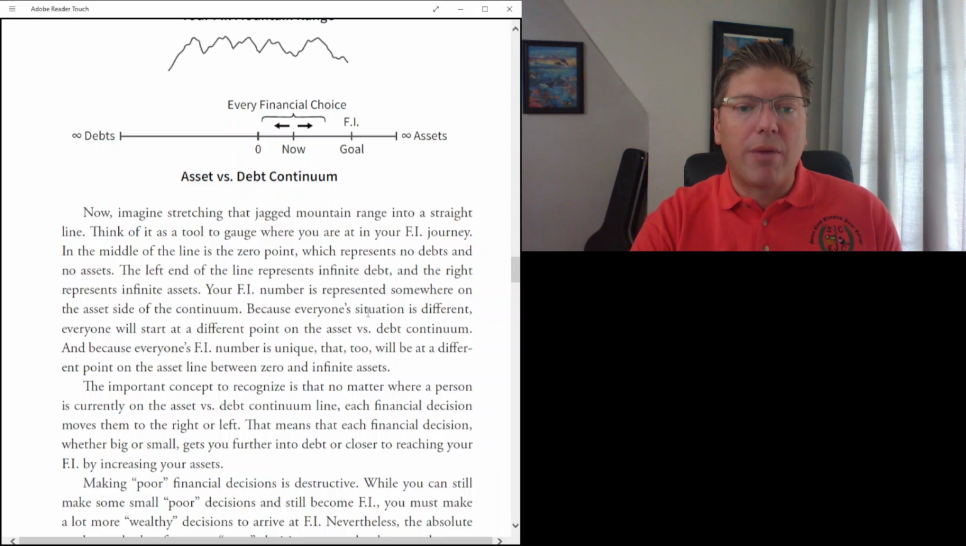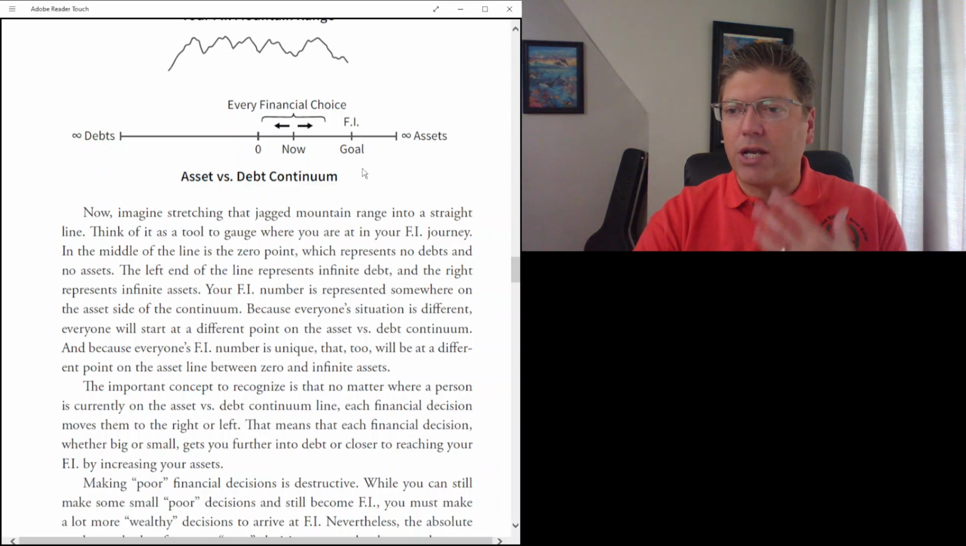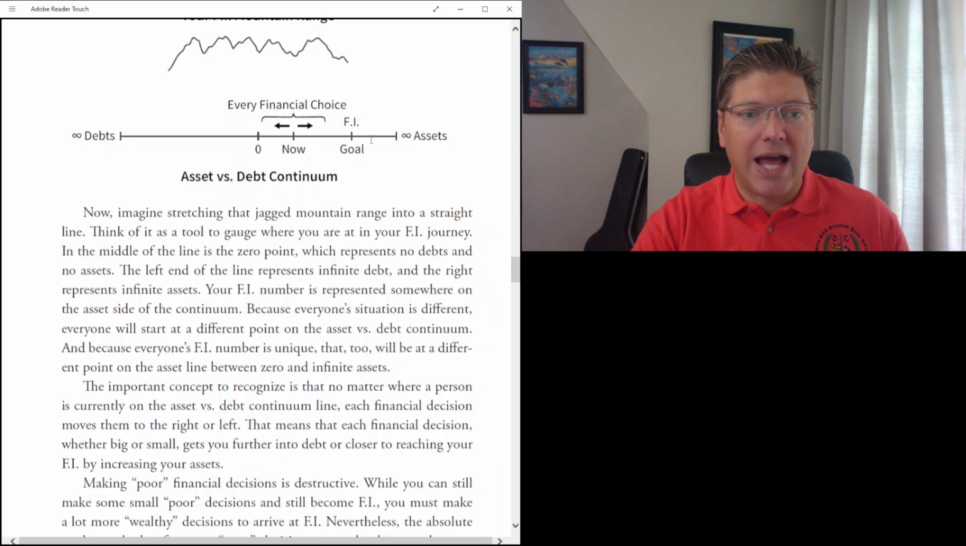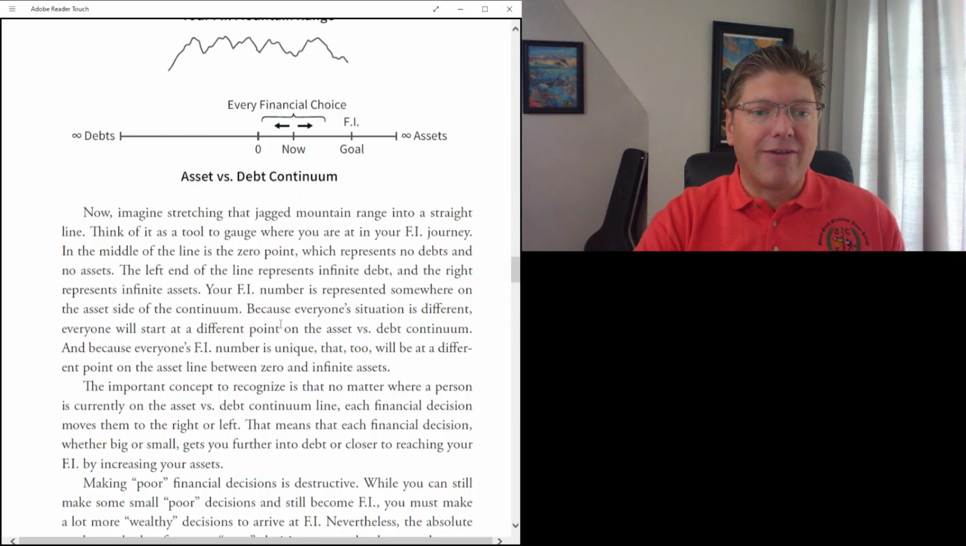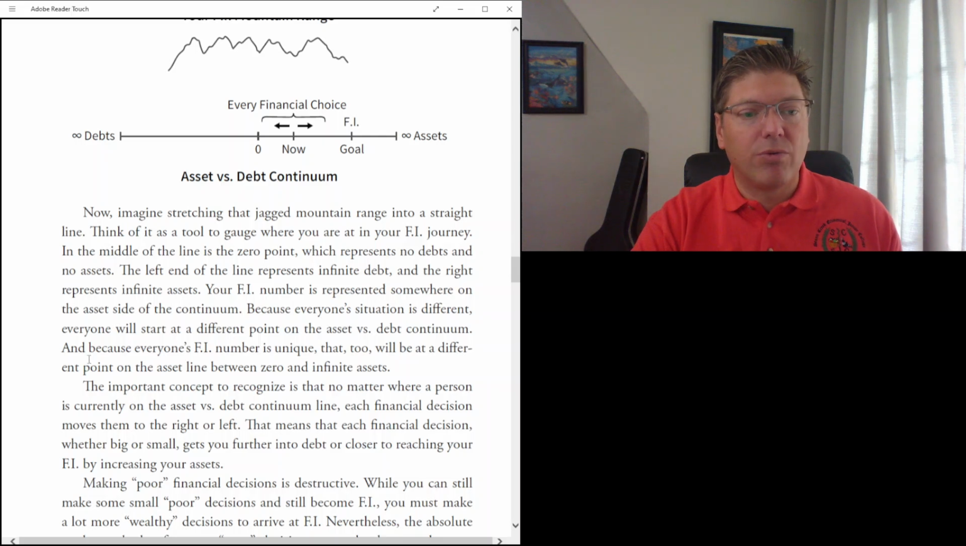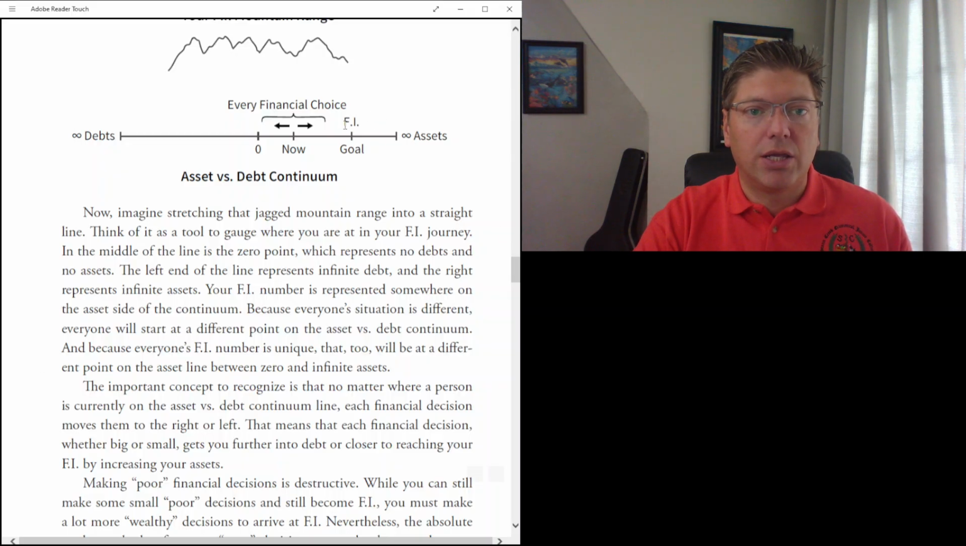Your phi number is represented somewhere on the asset side of the continuum. So remember, you're going to set a goal. You have somewhere you want to get, the destination, and it's going to be somewhere on this asset side. Because everyone's situation is different, everyone will start at a different point on the asset versus debt continuum. And because everyone's financial number is unique, that too will be a different point on the asset line between 0 and infinite assets. So we're basically saying, okay, here we are, here's our goal, and then we are somewhere on this continuum.